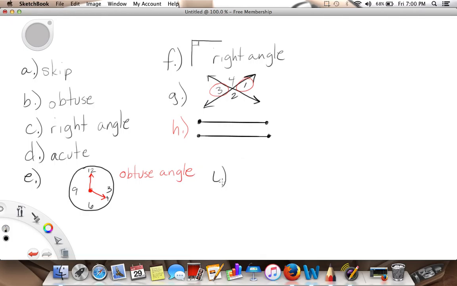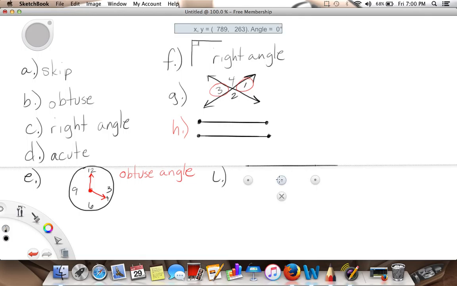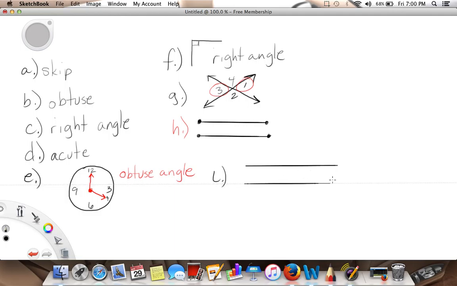Okay? Letter I. I'm sorry. Okay, yeah. It says draw two parallel lines. So we basically would have the same thing, but the difference is if I have two parallel lines, they would look like this. And the only difference between letter H and letter I is the lines have the endpoints right here.